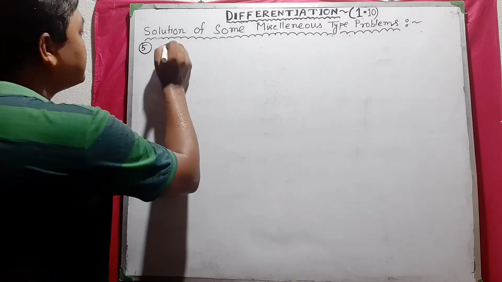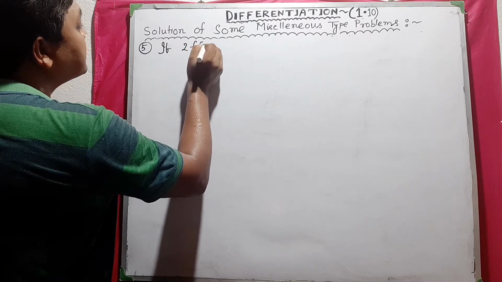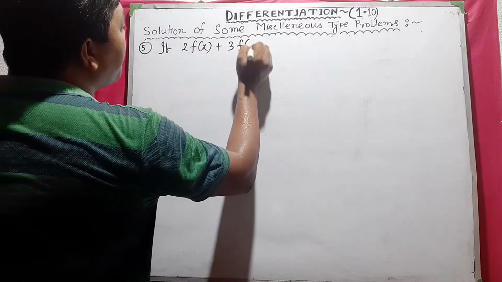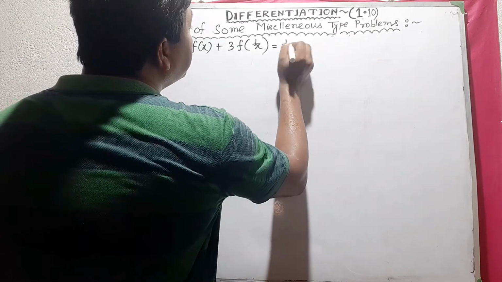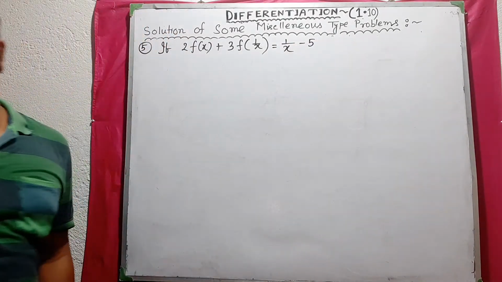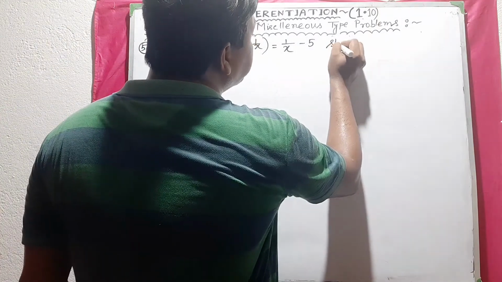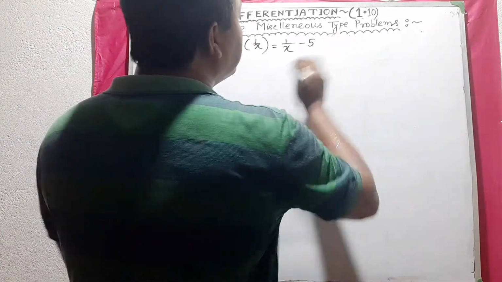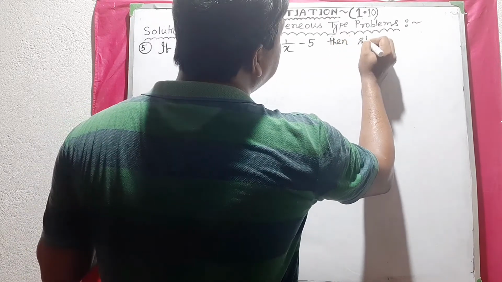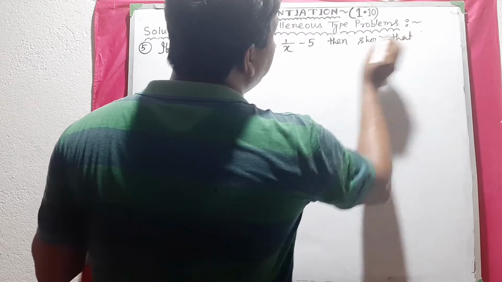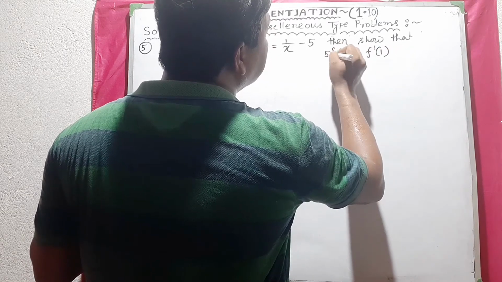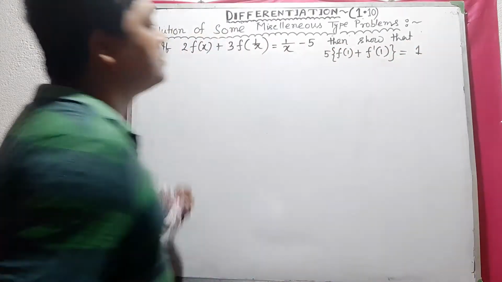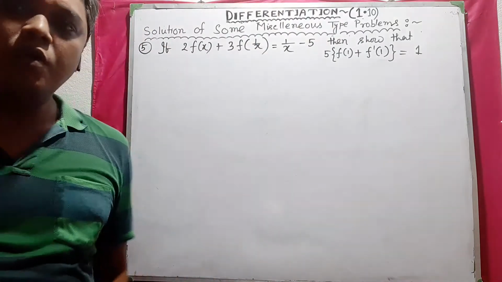if 2f(x) plus 3f(1 by x) equals 1 by x minus 5, show that 5 into f(1) plus f dash(1) equals 1. We have to show. So we have to show that 5 into f(1) plus f dash(1) equals 1.